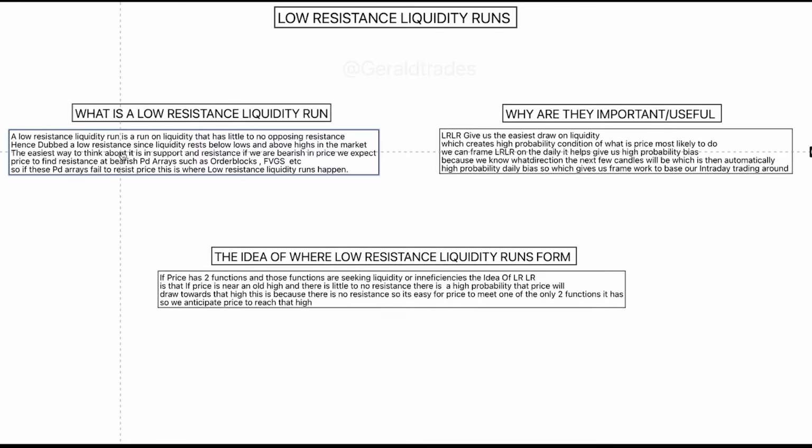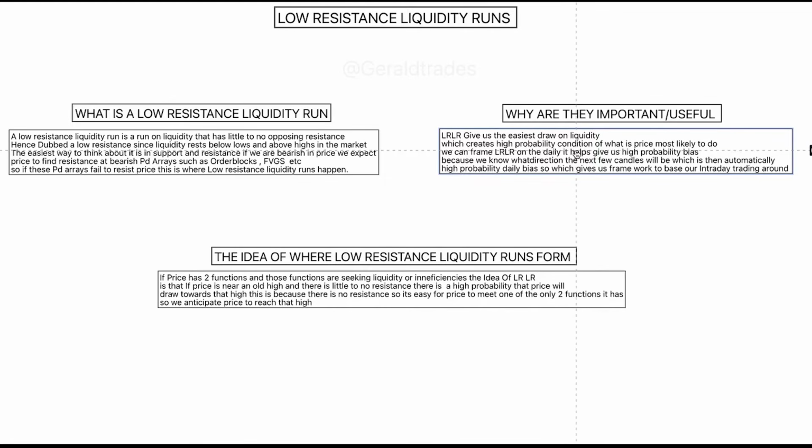For example, if we're bearish in the ICT world, we expect bearish PDRAs in the form of bearish fair value gaps and bearish order blocks to be a resistance for price. And if we're bullish, we expect bullish order blocks, bullish fair value gaps, all the bullish PDRAs to support price. And essentially, if these PDRAs fail to resist price in a bearish example, this is where low resistance liquidity runs happen.